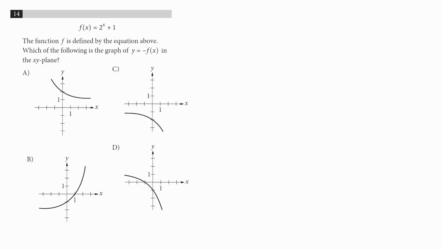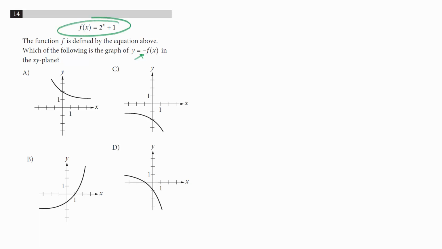Number 14. The function f is defined by the equation above, 2 to the x plus 1. Which of the following is the graph of y equals negative f of x in the xy plane? So this negative outside of the f of x means for all of the y values, flip them over the x-axis. Basically an up and down mirror image. But what does the function f look like?